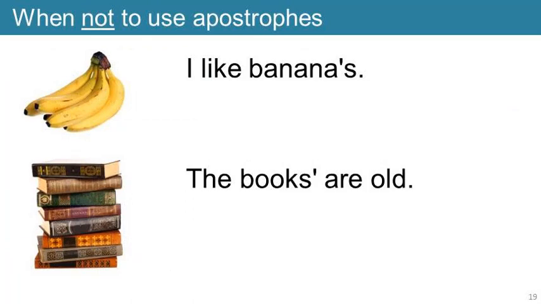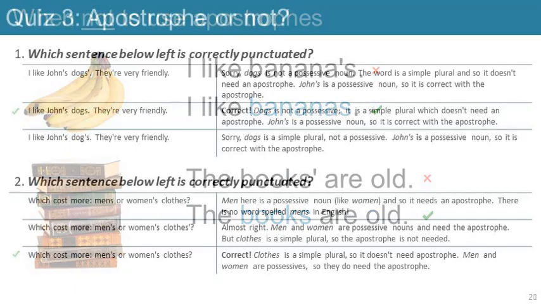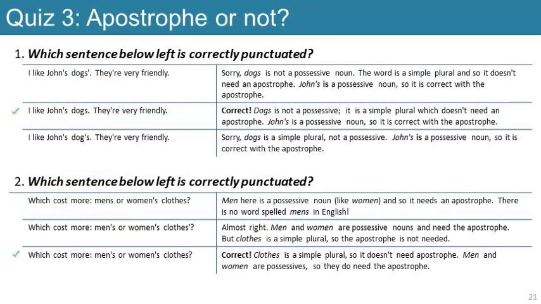Right, you've learned when you need to use an apostrophe and where to put it in singular and plural nouns. We'll finish by learning when you must not use an apostrophe in nouns. Look at these two sentences. I like bananas and the books are old. Neither bananas nor books is a possessive noun in these sentences. Bananas and books are simple plurals, so the apostrophe is not needed. This is a common mistake that is easily made when writing in a hurry or not checking carefully. Pause the video if you want to look at the quiz questions and answers.